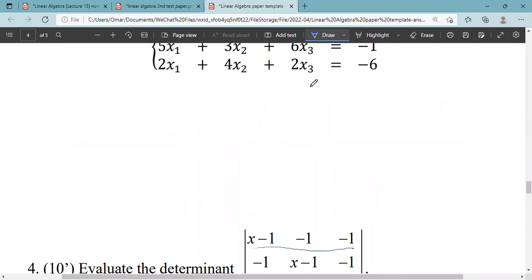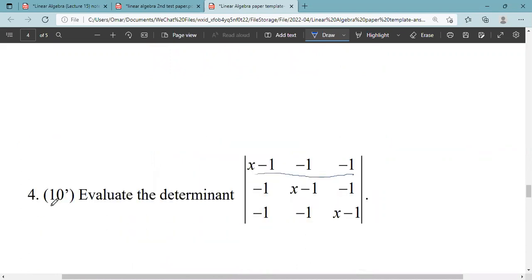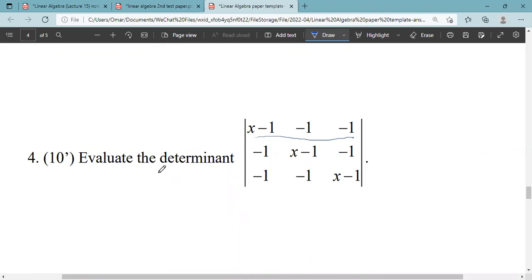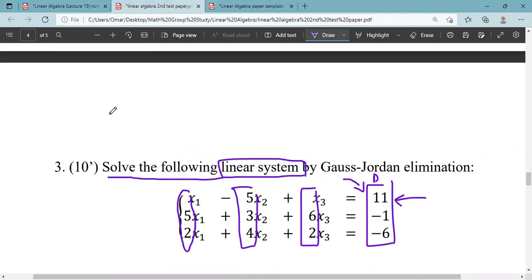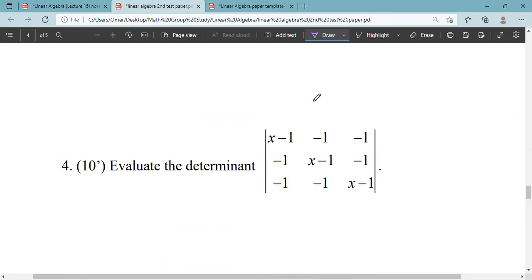So guys, can you understand this part? Yes. Okay. So now let's go here. We have to evaluate the determinant of this matrix.